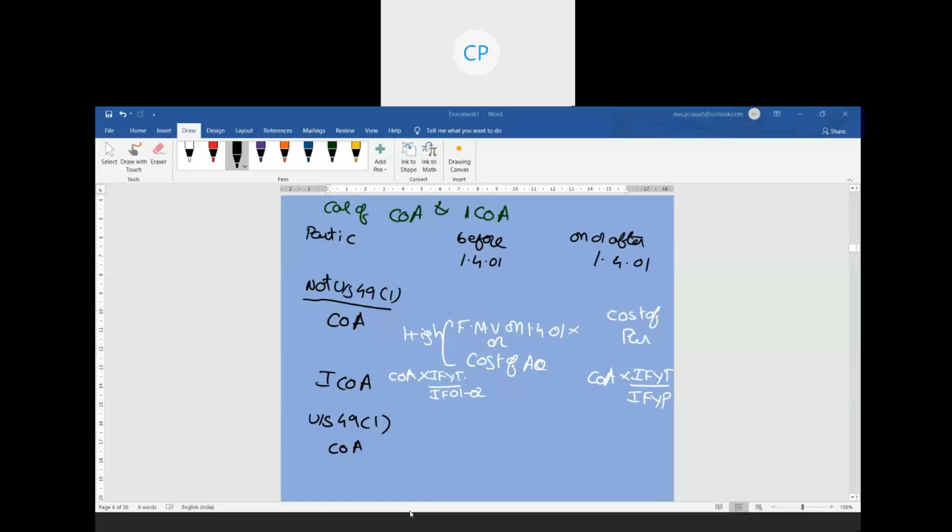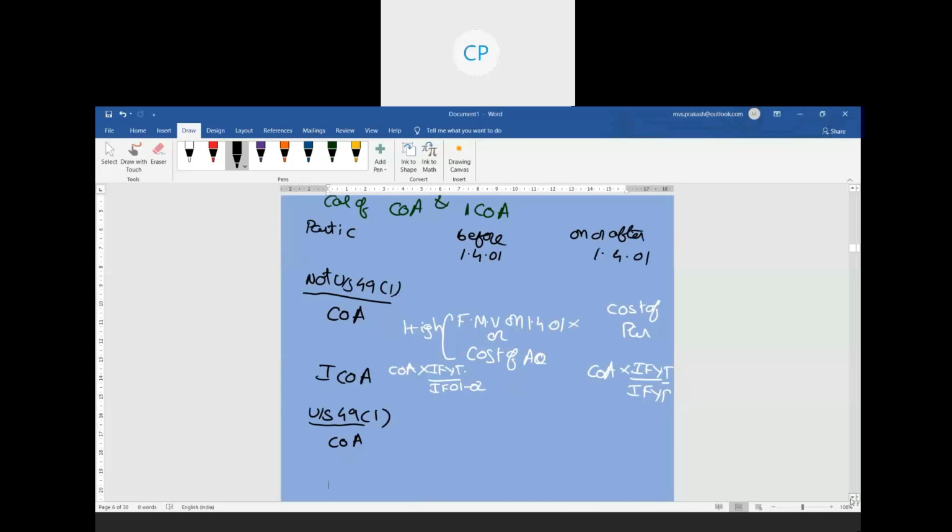So everything we will try to discuss in tomorrow's class. With that, I can say 2 parts of the capital gains is completed. Now let us try to see, if the asset is acquired in accordance with section 49 subsection 1, then how do I calculate cost of acquisition? Then how do I calculate indexed cost of acquisition? Let's discuss this, and we'll stop for now.